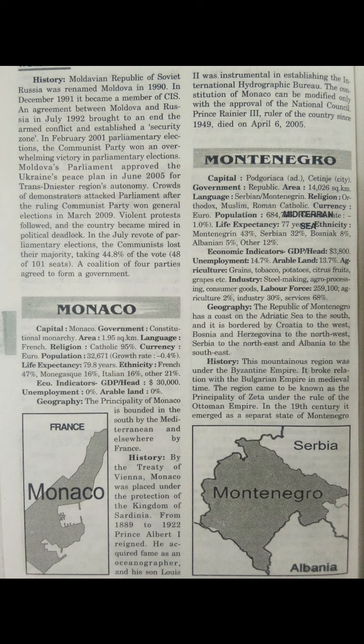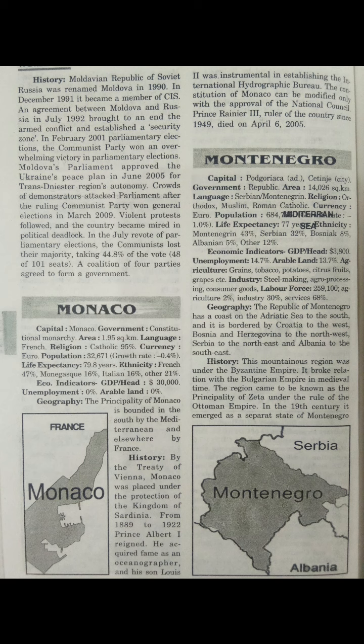Monegasque 16%. Italian 16%. Others 21%. Arable land 0%. Geography: the Principality of Monaco is bounded on the south by the Mediterranean and elsewhere by France. History: by the Treaty of Vienna, Monaco was placed under the protection of the Kingdom of Sardinia.